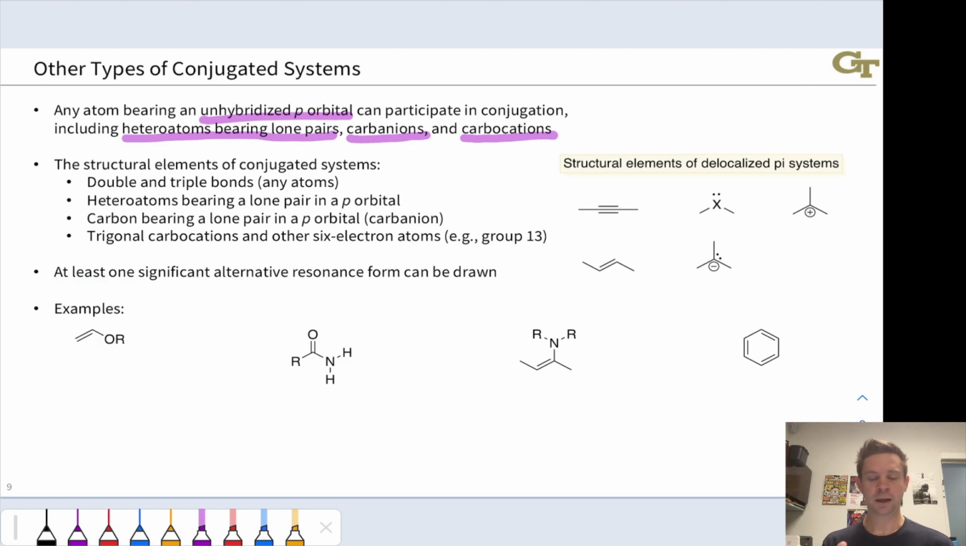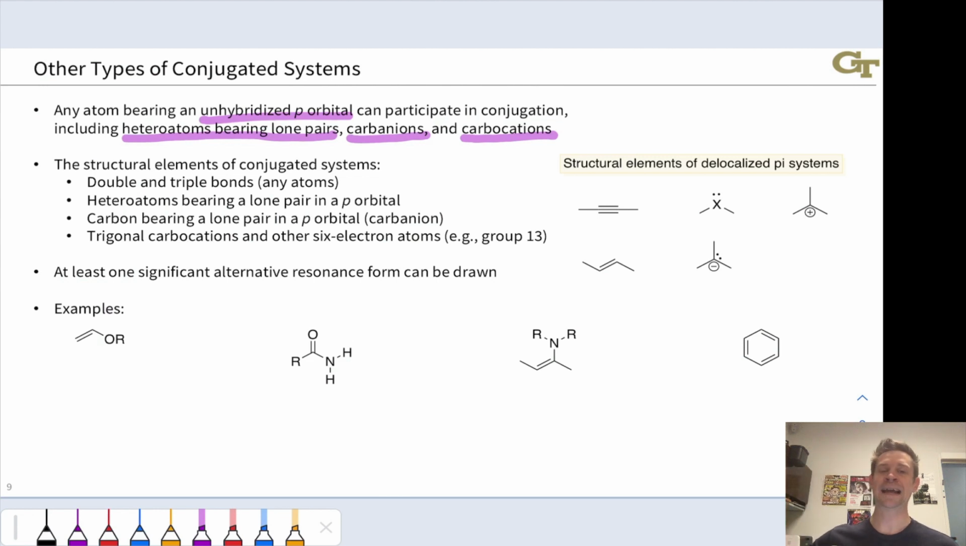On the right here, I've listed in structural form the elements of delocalized pi systems. Double bonds, we've already seen those. Triple bonds can participate just as well in conjugation. Heteroatoms that are not already engaged in a double bond have a lone pair that can delocalize itself, and we'll see what that looks like with these examples in a second. Carbanions, where that lone pair can occupy a p orbital, and carbocations that are trigonal and have an unhybridized p orbital on the cationic carbon. These five structural elements are the basic building blocks of any conjugated system.